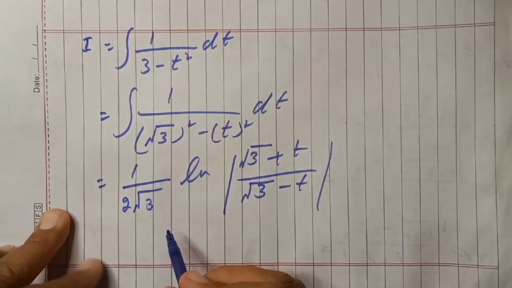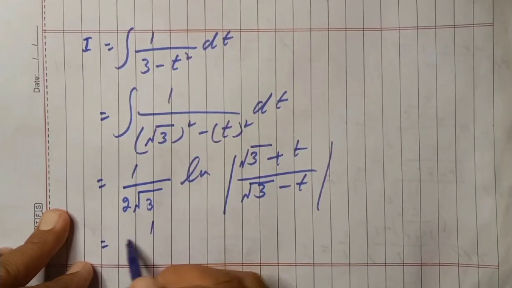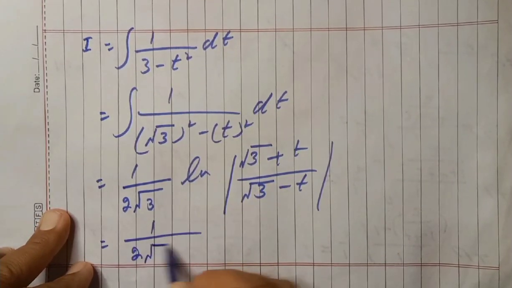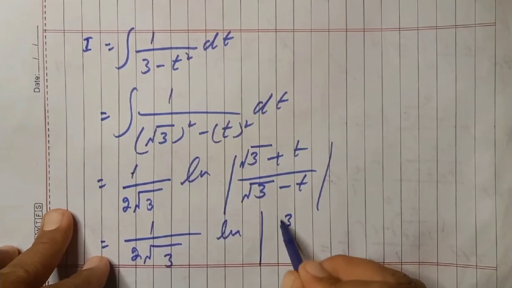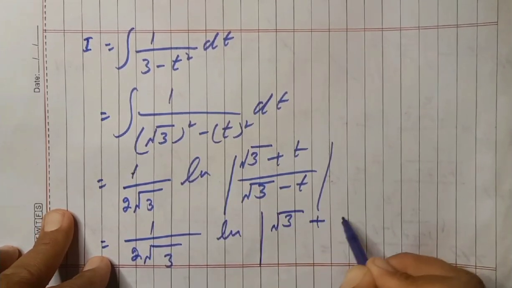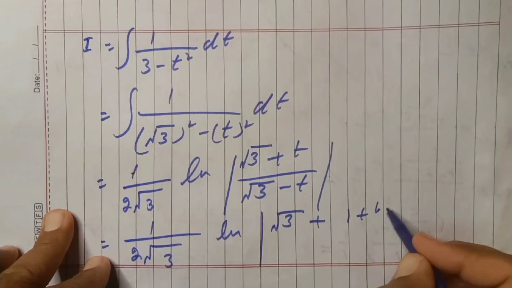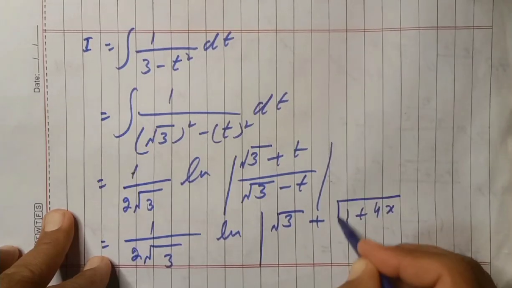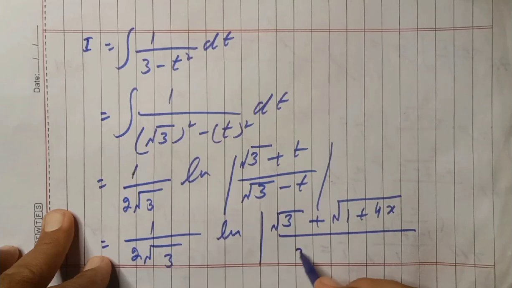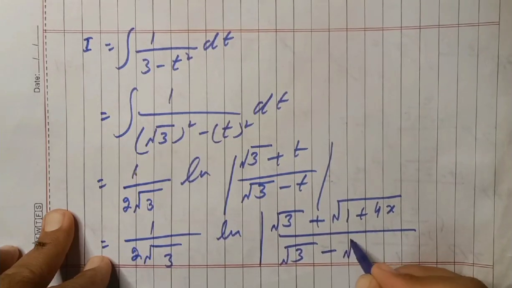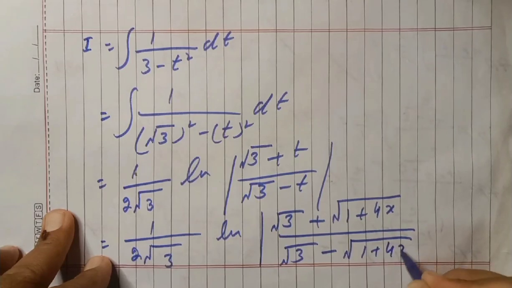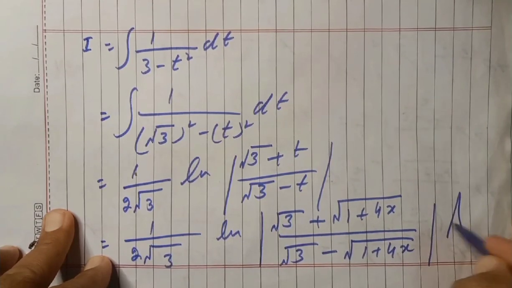By putting the value of t, and t value is square root of 1 plus 4x, we get (root 3 plus square root of 1 plus 4x) over (root 3 minus square root of 1 plus 4x). This is the answer.